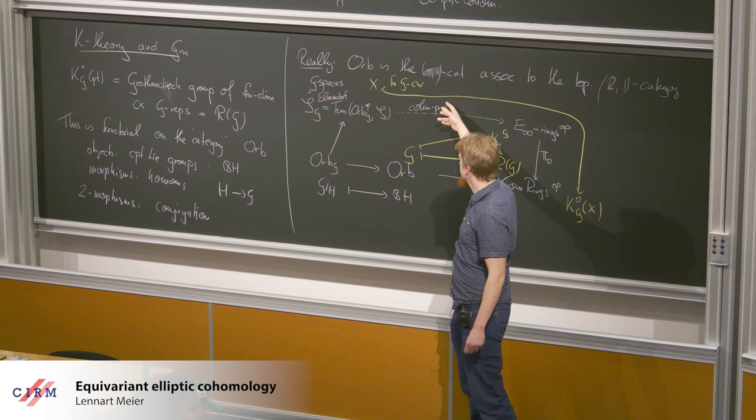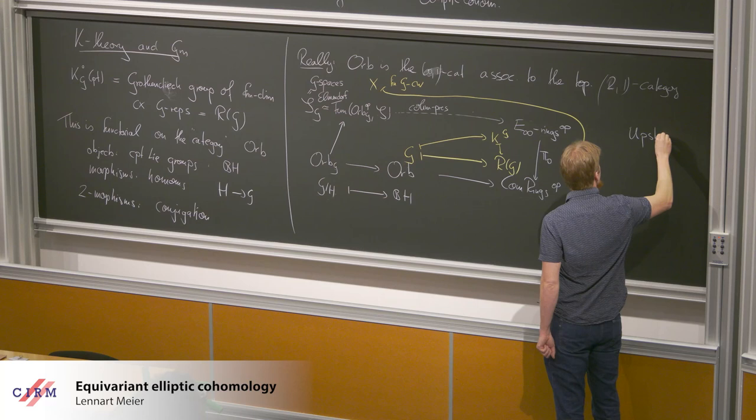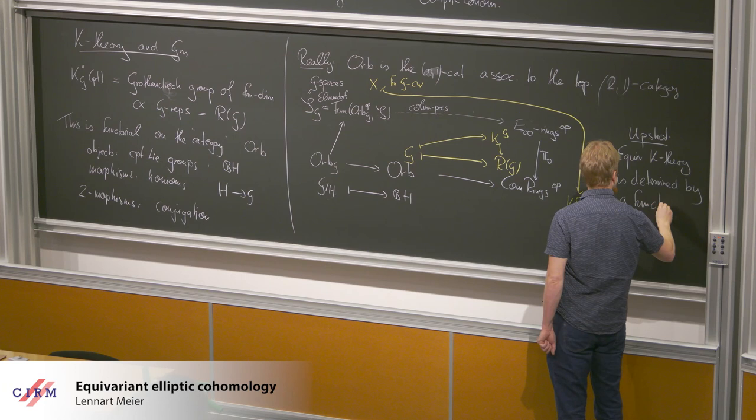Okay. So the upshot is, equivariant K-theory is determined by a functor to infinity rings.